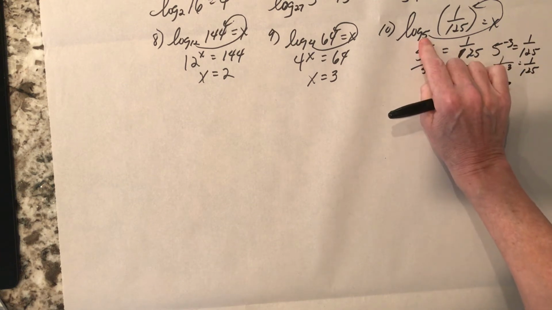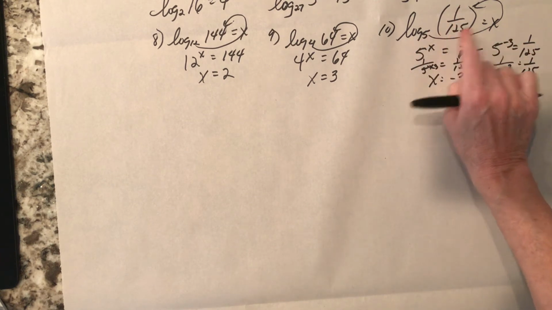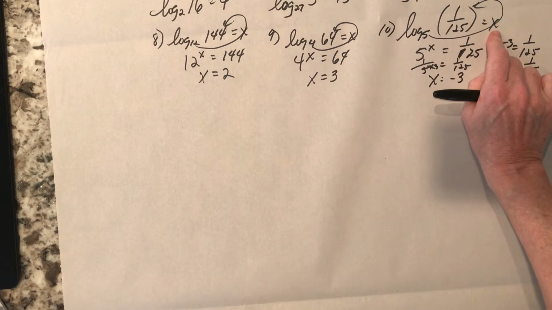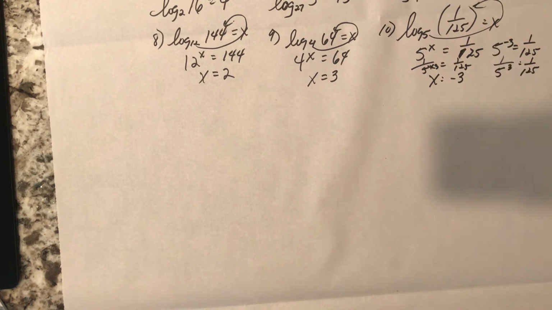5 is a big number. It's going to become a very small number. This is going to have to lower it a lot. So -3 is a good number.